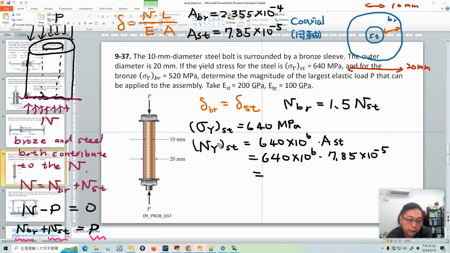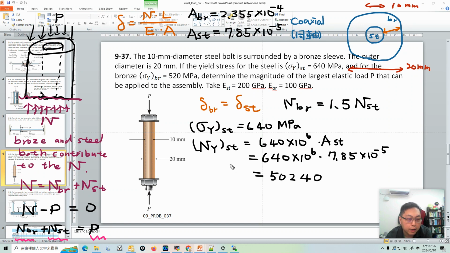So if the yield stress is this, what's the normal force at this yield stress? It's 640 times 10 to the power of 6 times 7.85 times 10 to the power of minus 5, which gives 50240 Newton.